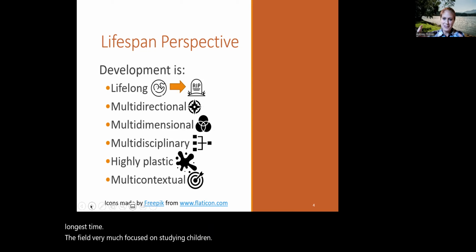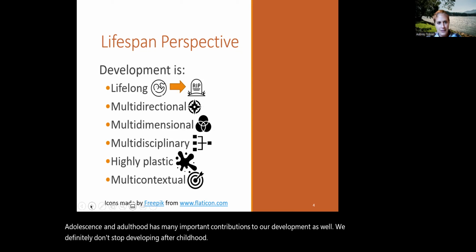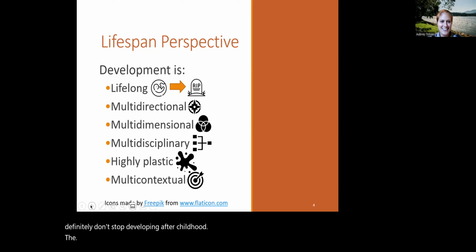But now we have a much more expanded view. We know that adolescence and adulthood have many important contributions to our development as well. We definitely don't stop developing after childhood. Development is also multi-directional. This means that we experience both gains and losses in different areas throughout our development.